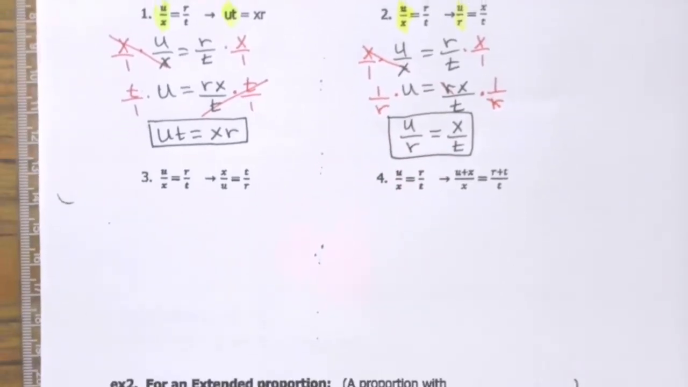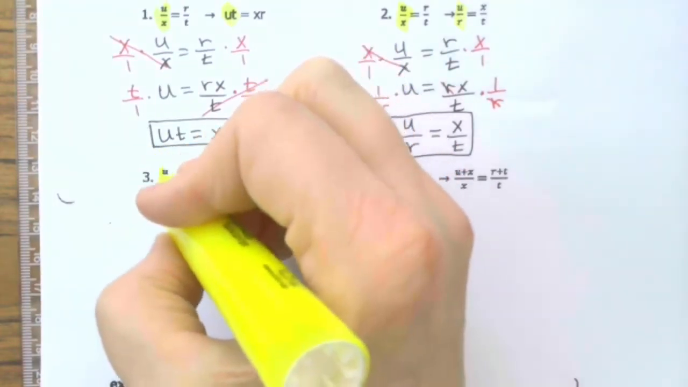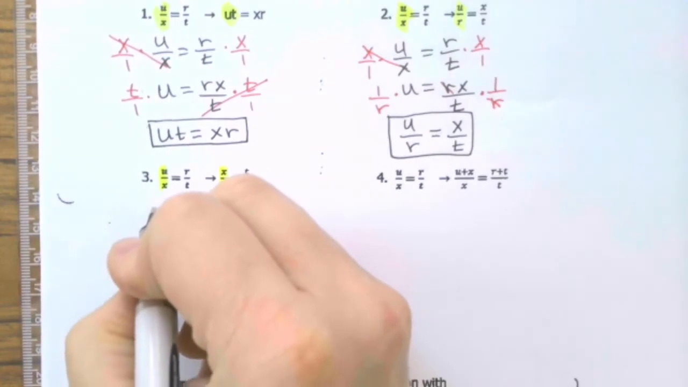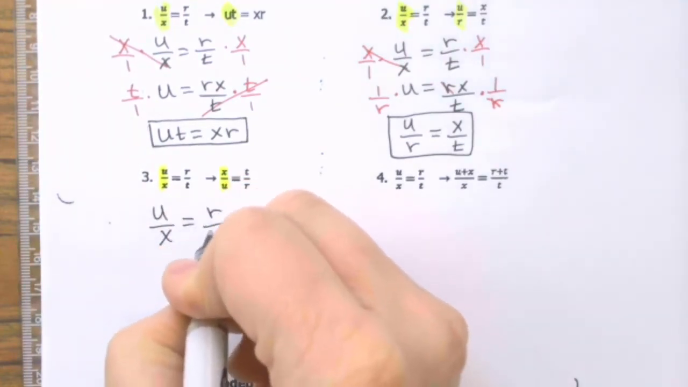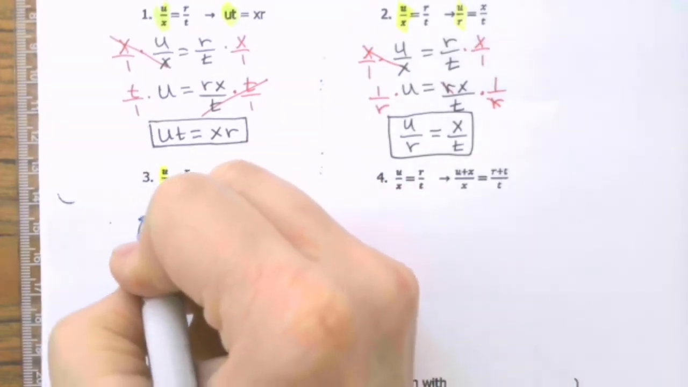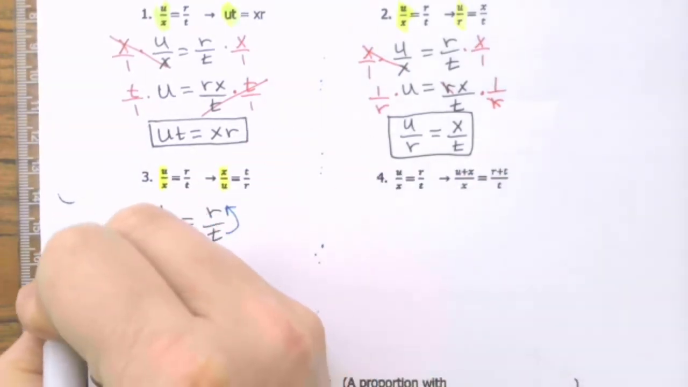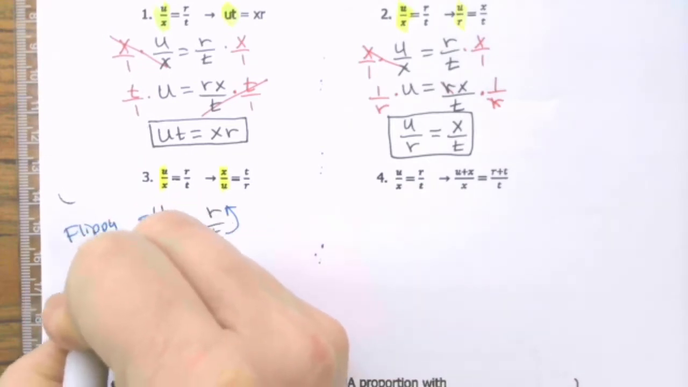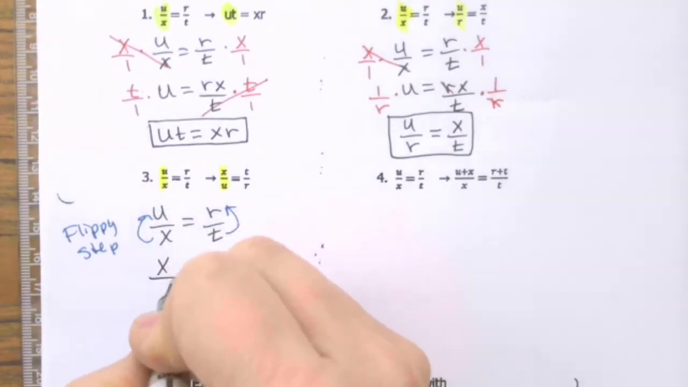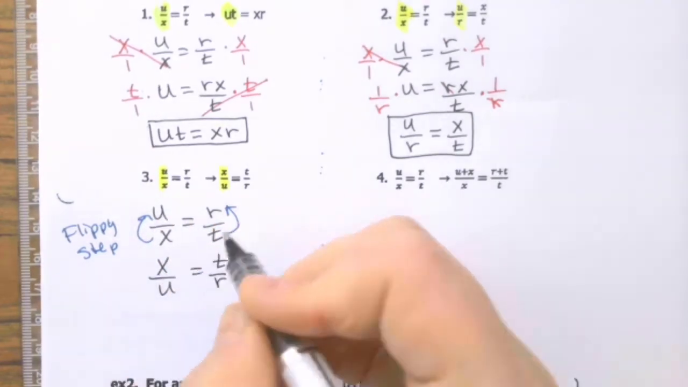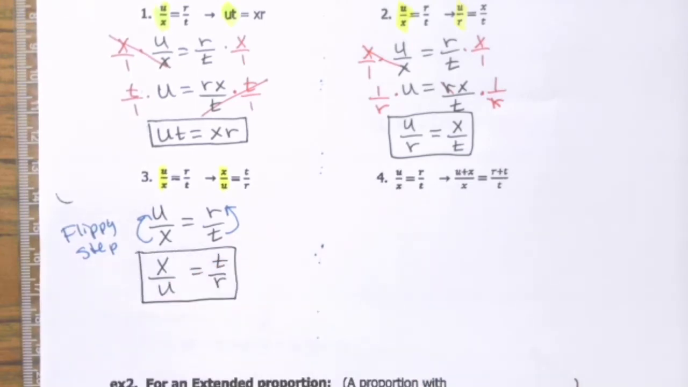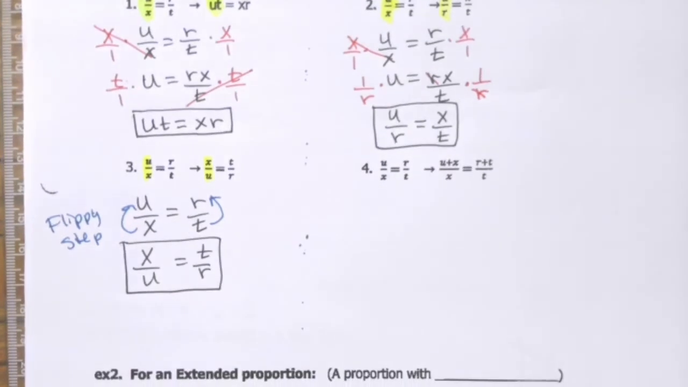Okay, third property. I want u over x to be x over u. This one's super easy. So u over x equals r over t is what I start with. And we can just use flippy step to switch the place of the x and the u. So x over u equals t over r. That's our third property.